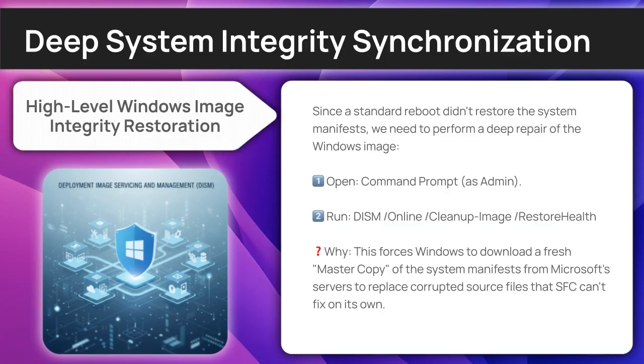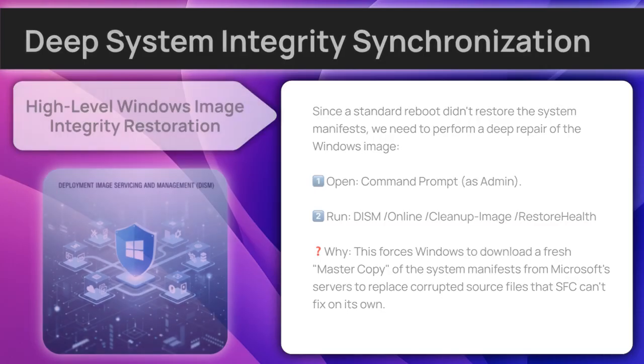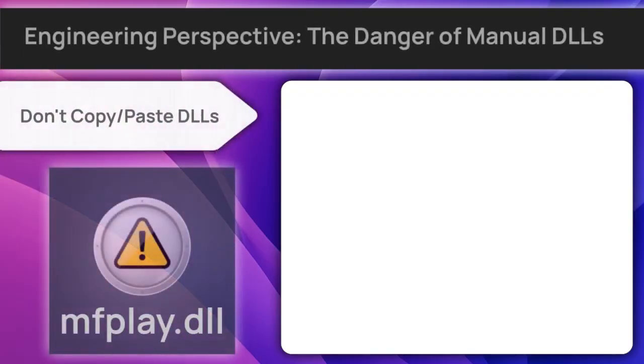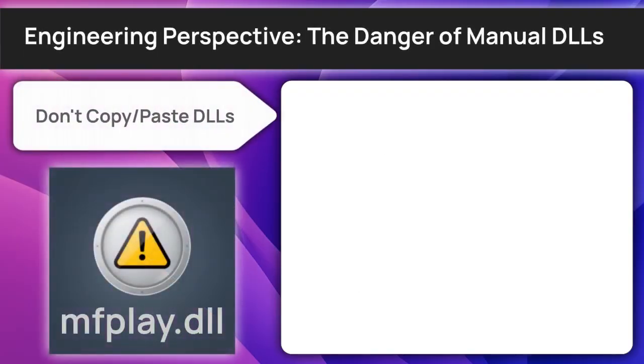Well, this forces Windows to download a fresh master copy of the system manifests from Microsoft servers to replace corrupted source files that SFC can't fix on its own. To avoid future system conflicts, there is one specific security trap we should discuss.